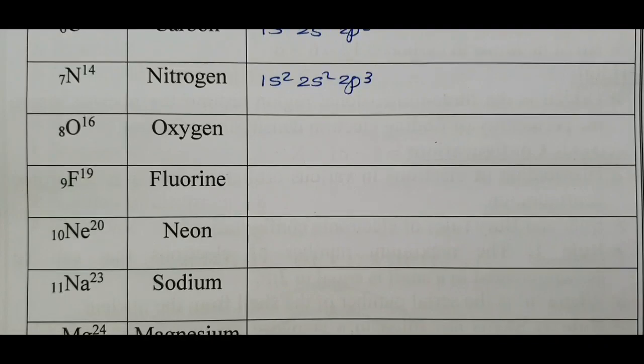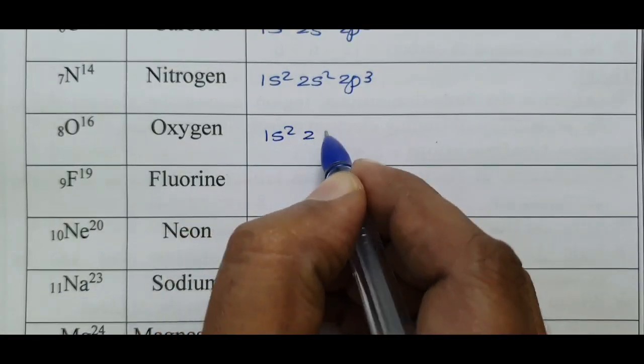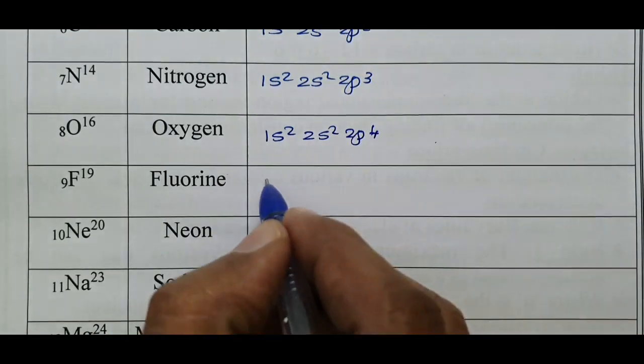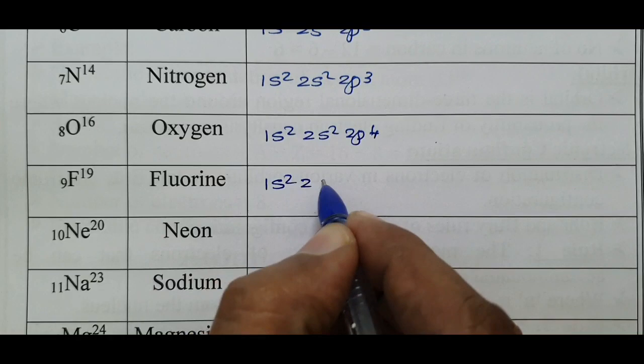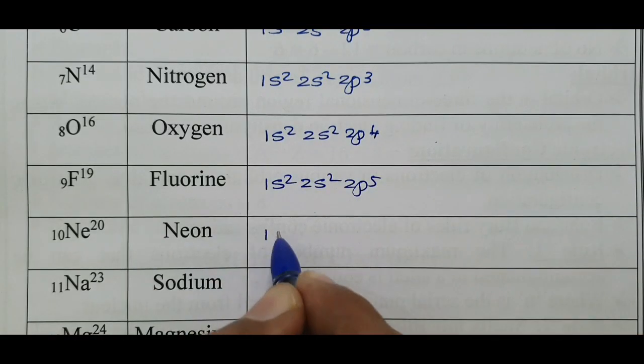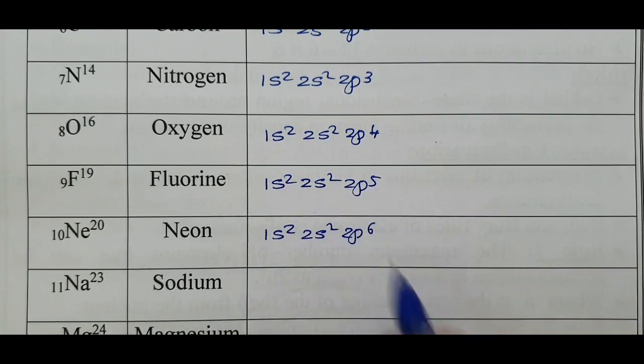And oxygen, atomic number 8, electronic configuration 1s2, 2s2, 2p4. Fluorine, atomic number 9, electronic configuration 1s2, 2s2, 2p5. Neon, atomic number 10, electronic configuration 1s2, 2s2, 2p6.